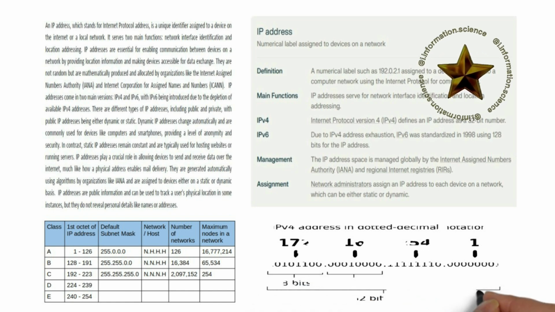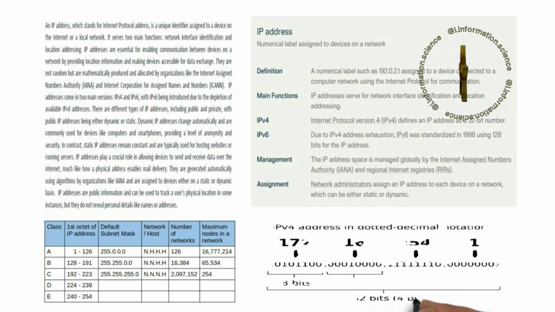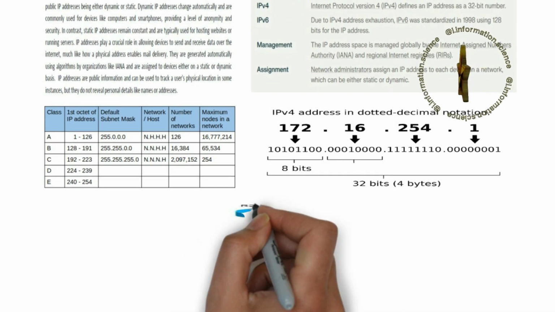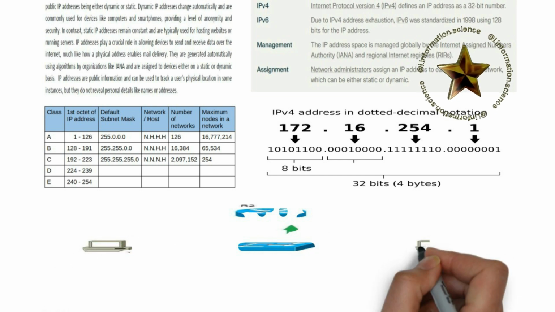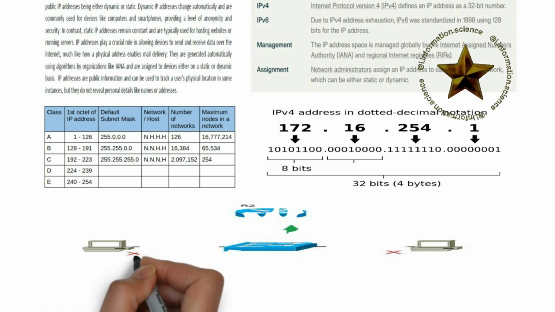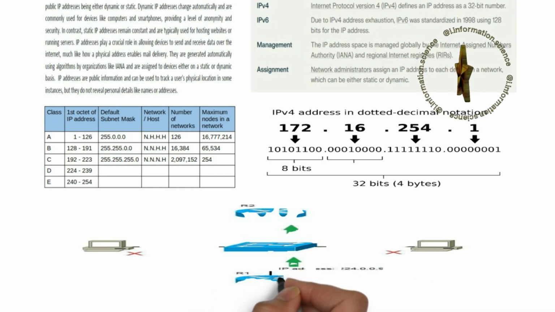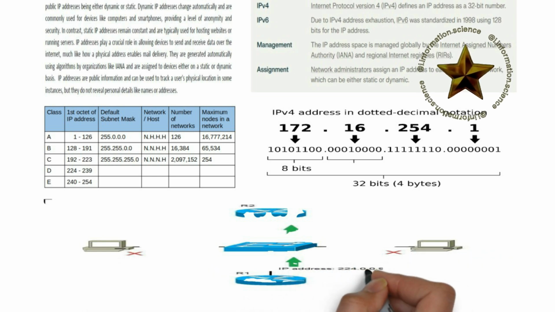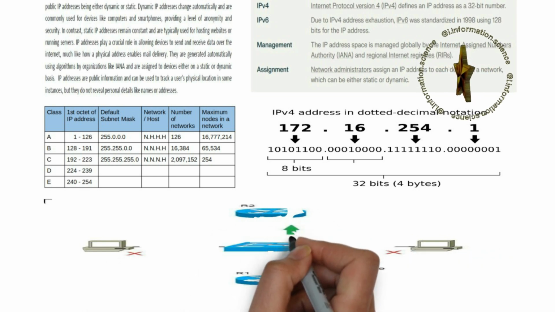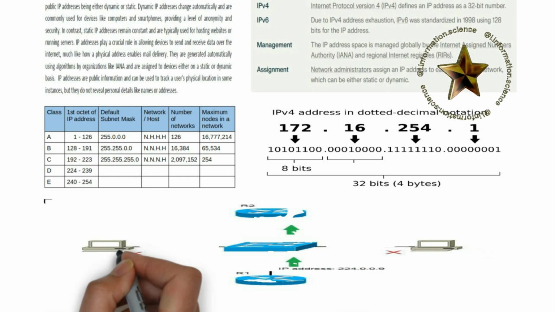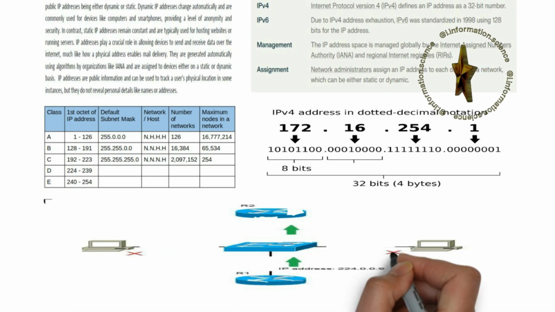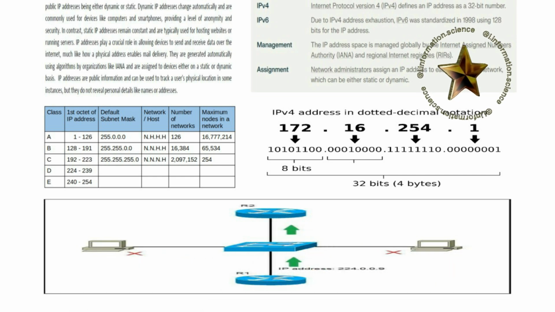IP addresses play a crucial role in allowing devices to send and receive data over the Internet, much like how a physical address enables mail delivery. They are generated automatically using algorithms by organizations like IANA and are assigned to devices on either a static or dynamic basis. IP addresses are public information and can be used to track a user's physical location in some instances, but they do not reveal personal details like names or addresses.